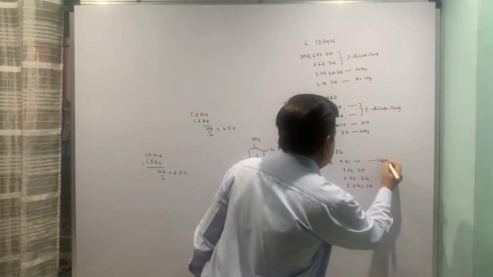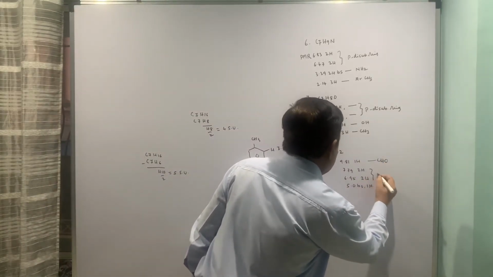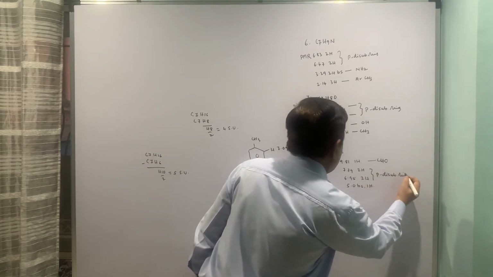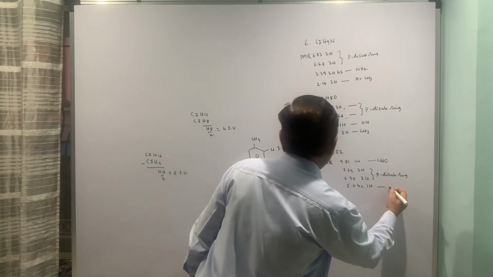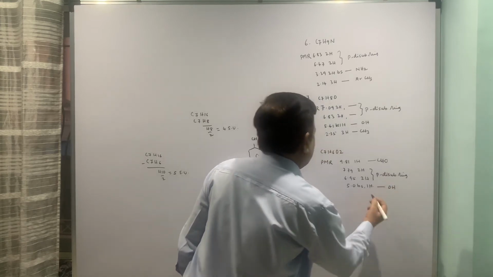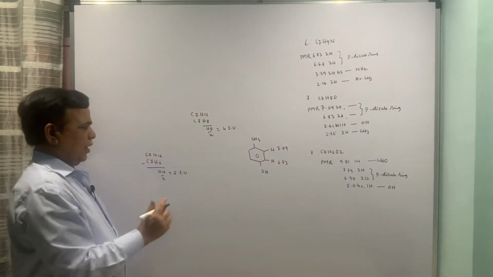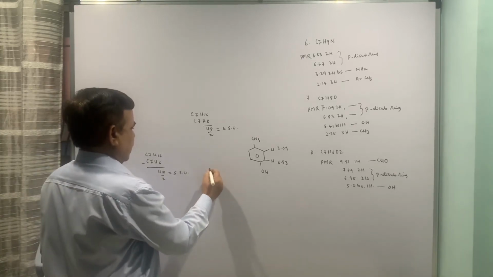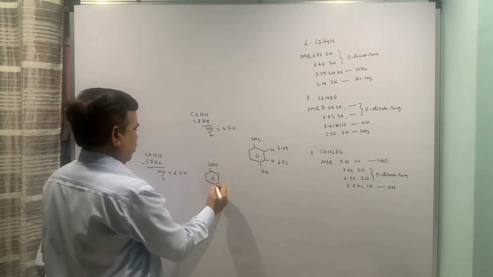This is an aldehydic proton. This is a para-disubstituted ring because 2 sets of protons are there, and this is probably the OH group because a broad singlet is given. So I can put this structure as CHO and OH.